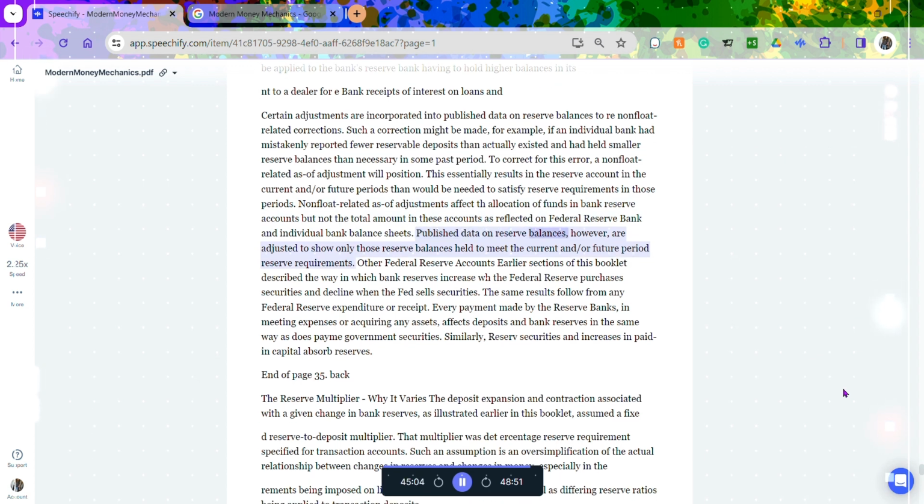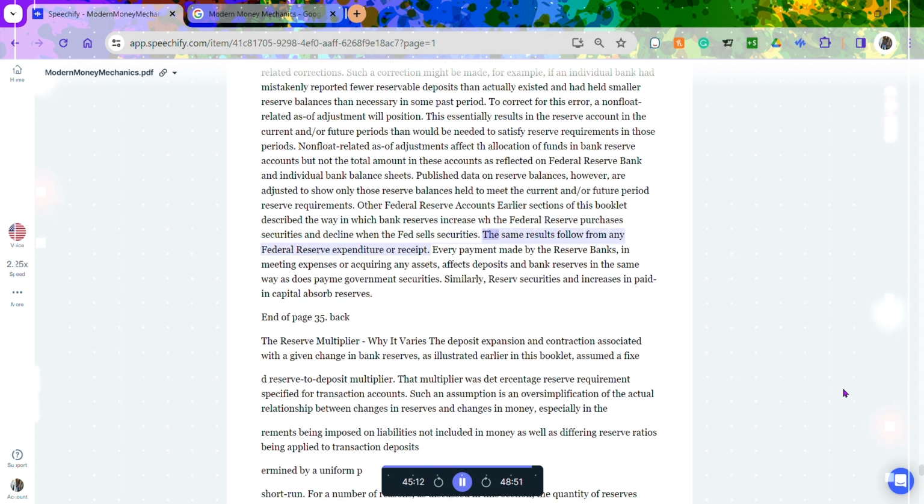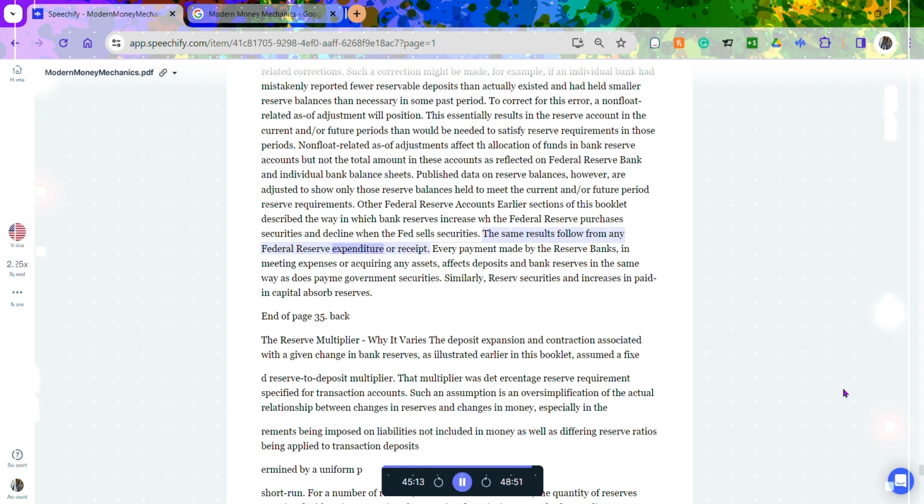Published data on reserve balances, however, are adjusted to show only those reserve balances held to meet the current and/or future period reserve requirements. Other Federal Reserve accounts. Earlier sections of this booklet describe the way in which bank reserves increase when the Federal Reserve purchases securities and decline when the Fed sells securities. The same results follow from any Federal Reserve expenditure or receipt.